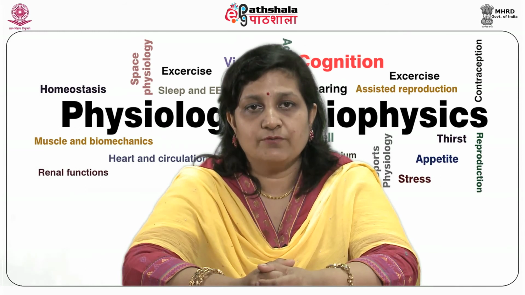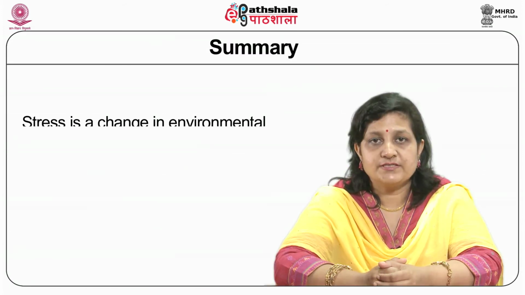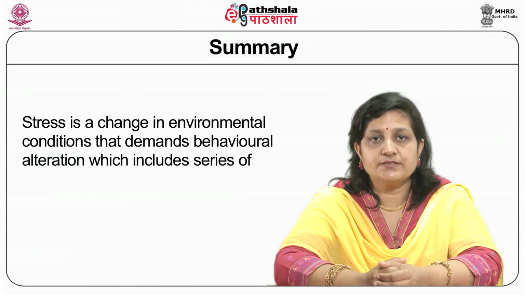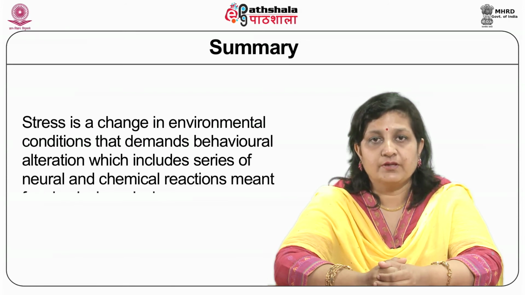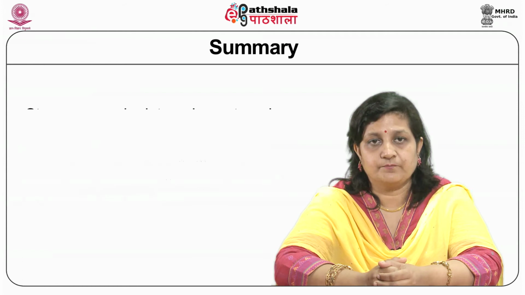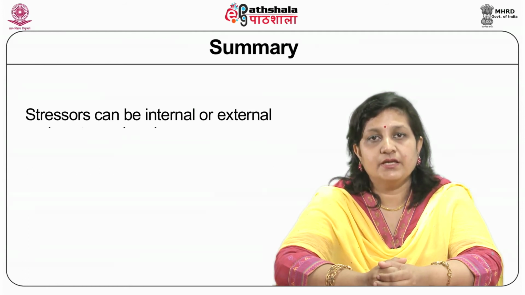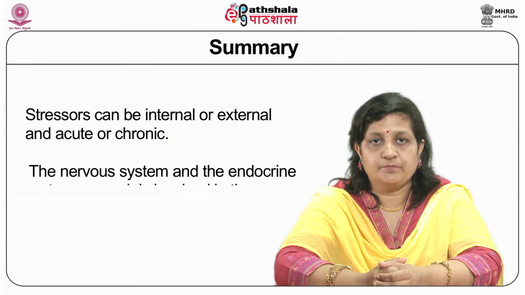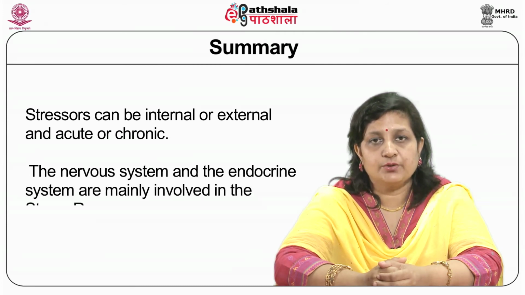Now, we come to the summary of the topic. What is stress? Stress is a change in the environmental conditions that demands a behavioral alteration, which includes a series of neural and chemical reactions which are actually meant for the physical survival. Stressors can be internal or external, that is present in the environment, or they can be acute and chronic. The nervous system and the endocrine systems are mainly involved in the stress response generation.